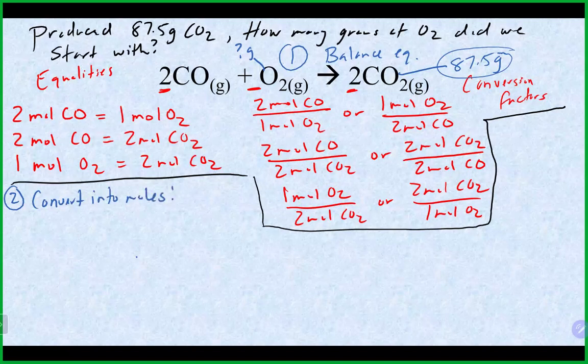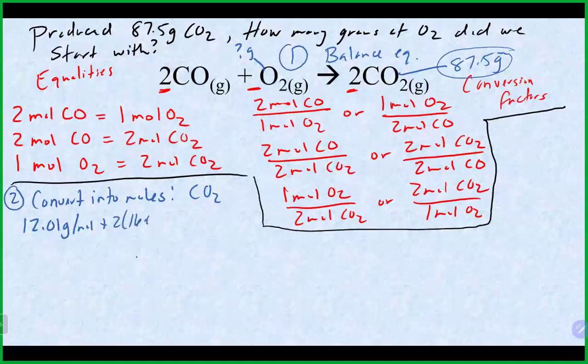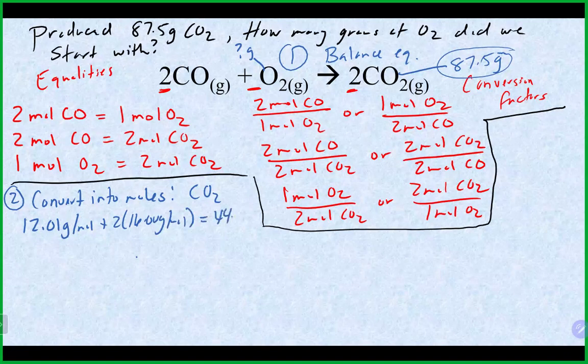Obviously, to convert grams to moles, we will need the molar mass of CO2 from the periodic table. So we'll go to the periodic table and get the molar mass of CO2. That's going to be 12.01 for our carbon, plus 2 times 16 for our oxygen, going to give us 44.01 grams per mole as our molar mass for CO2. So we're going to use that as a conversion factor.